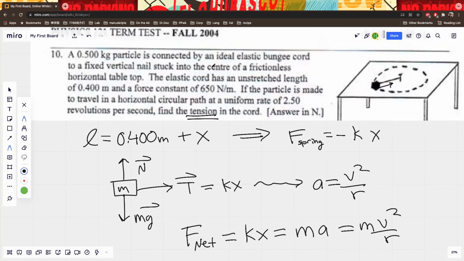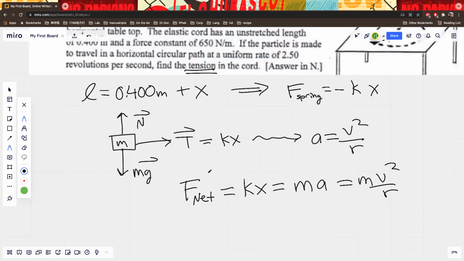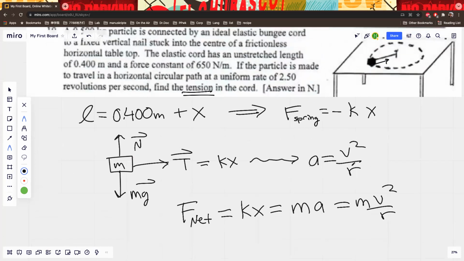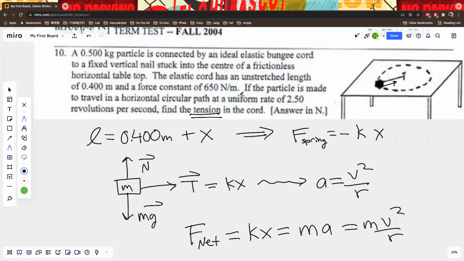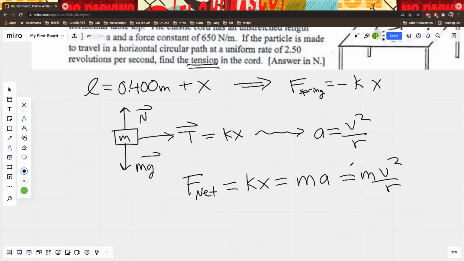Well, we have that F net, which is the tension force, equal to mass times v squared over r. Let's see if we can get the tension that way. We have the mass, we have the r, and we have the force constant. So we have r, we have mass, and we have k, but we don't have x. If we can find x, then I think we can find the tension in the cord.